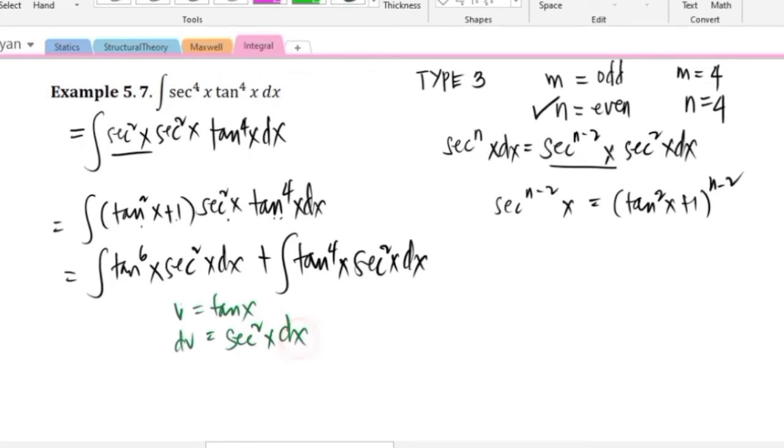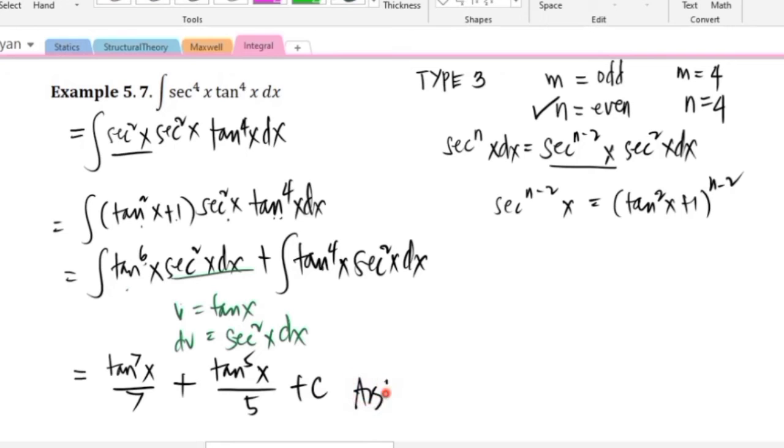So since ito ay derivative ng tangent, therefore we can now apply the general power formula. So that's n is equal to 6, n plus 1 over n plus 1, and we would have tangent to the 7th x over 7 plus n plus 1, so that's 4 plus 1 tangent to the 5th x over 5 plus c. And this is our answer.